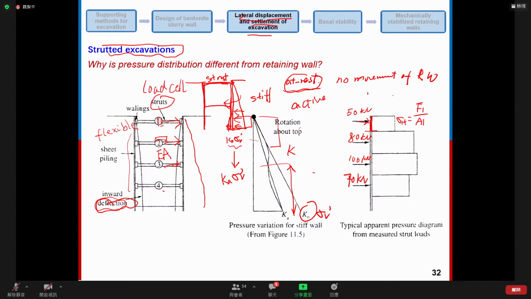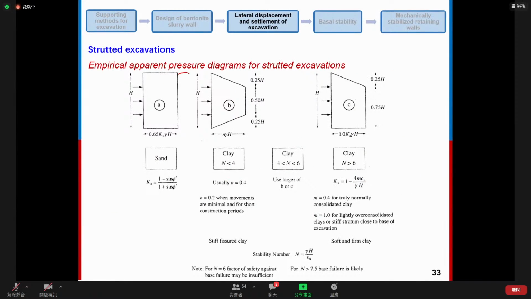And similarly here, we can have a section, and then the horizontal earth pressure 2 here, we can calculate by 80 kilonewton divided by the area of this section. And then here, we can have the horizontal earth pressure equal to 100 kilonewton divided by the area of this section. Pressure diagram for the braced excavation.